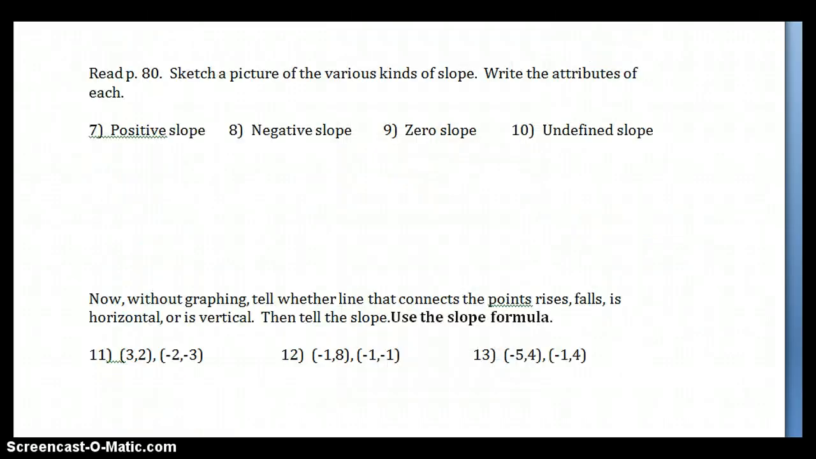Okay, on page 80 at the top, we've already used it before, but now I'd like you to sketch a picture of the various kinds of slope and then to write the attributes of each, meaning what's true about each. So first, let's go ahead and use 2 different colored pens or pencils. That would be good. We're going to draw coordinate graphs in, so I'll show you what that looks like.